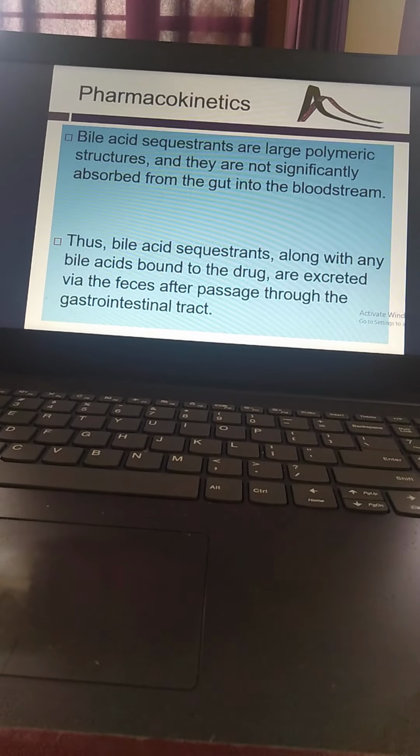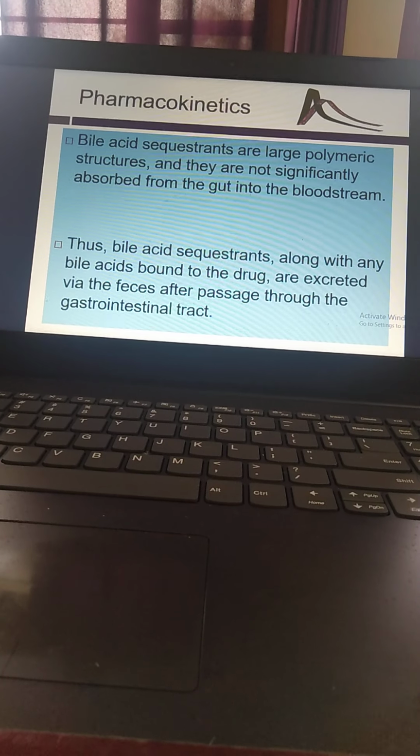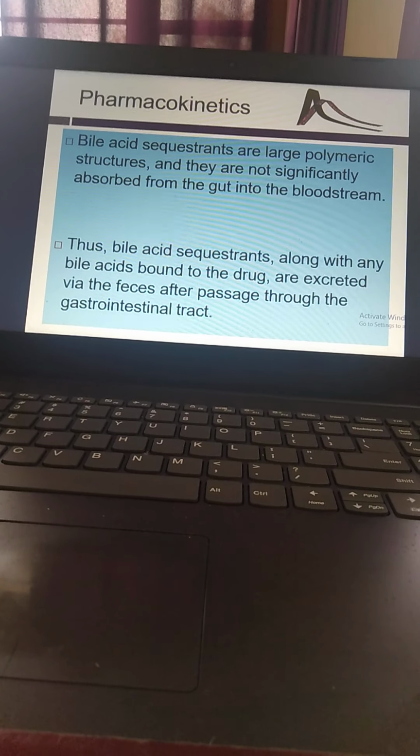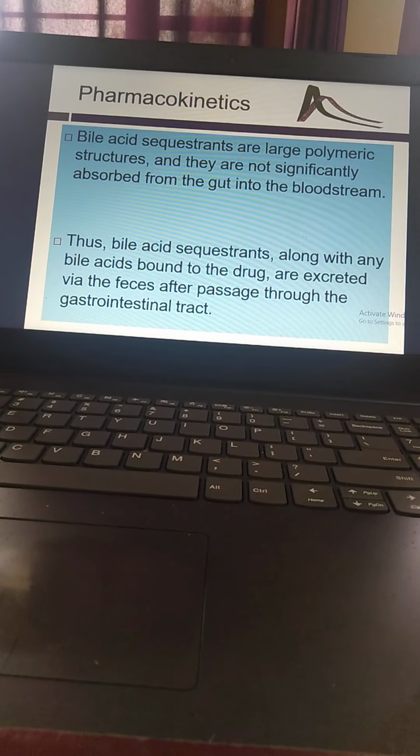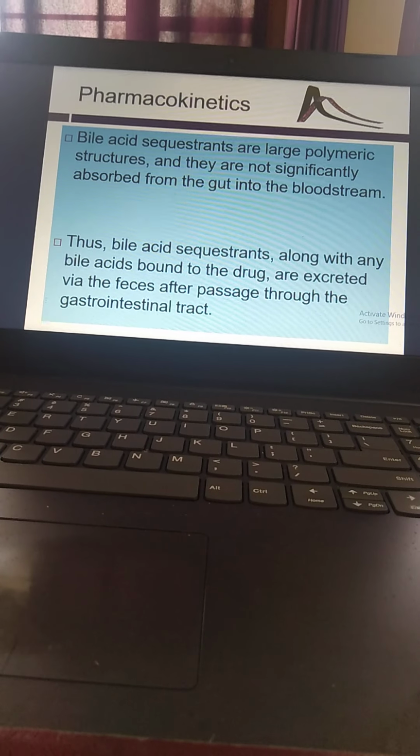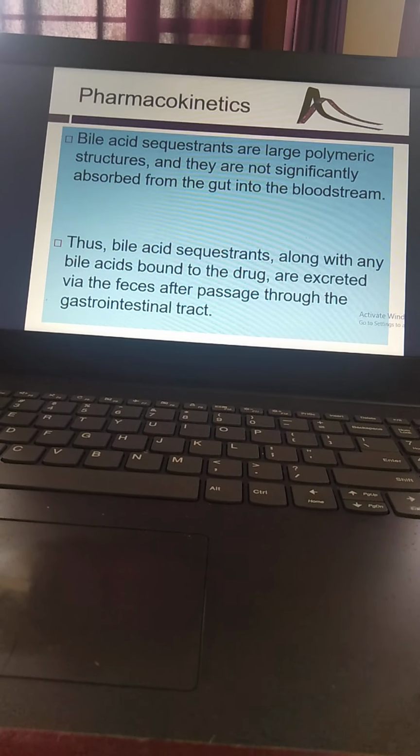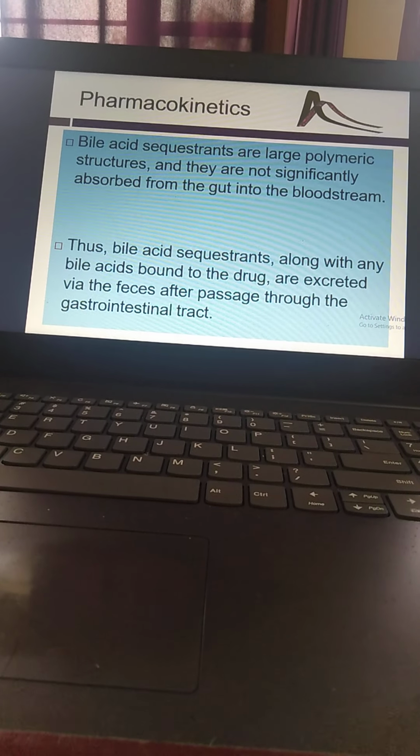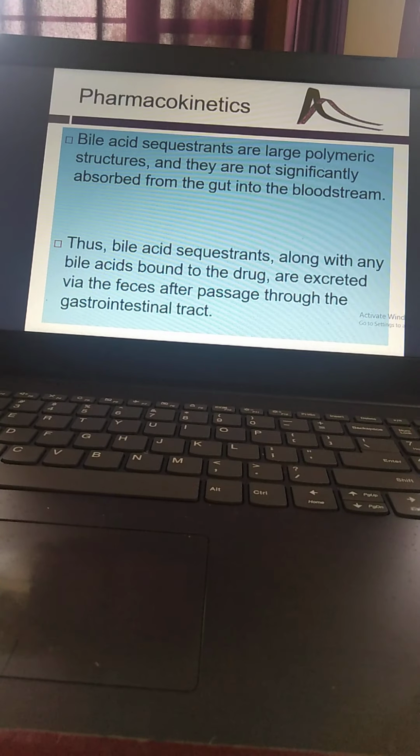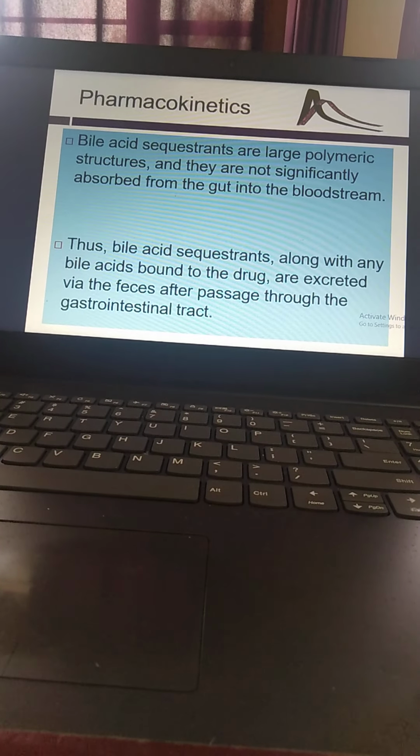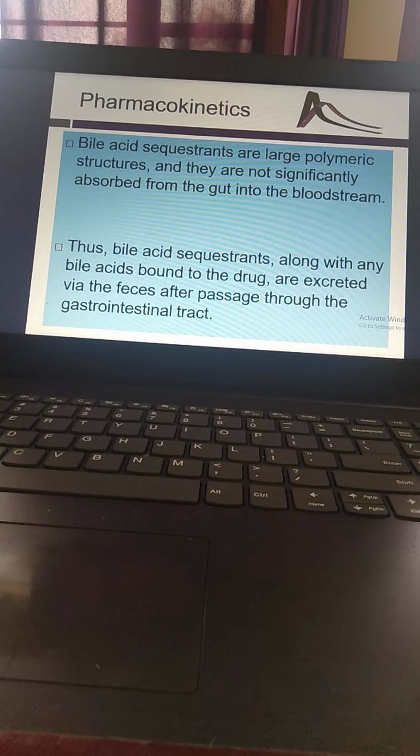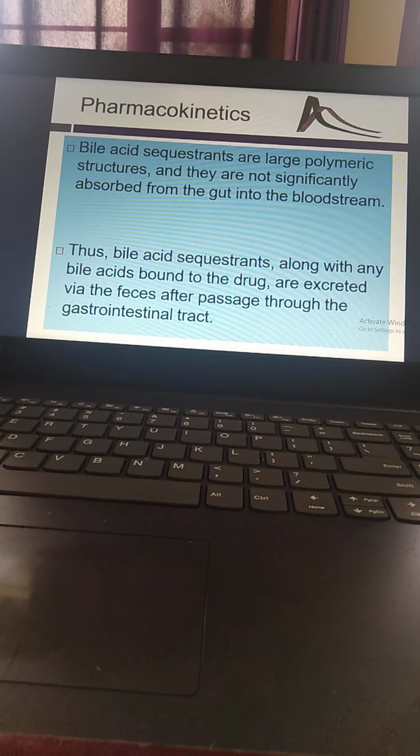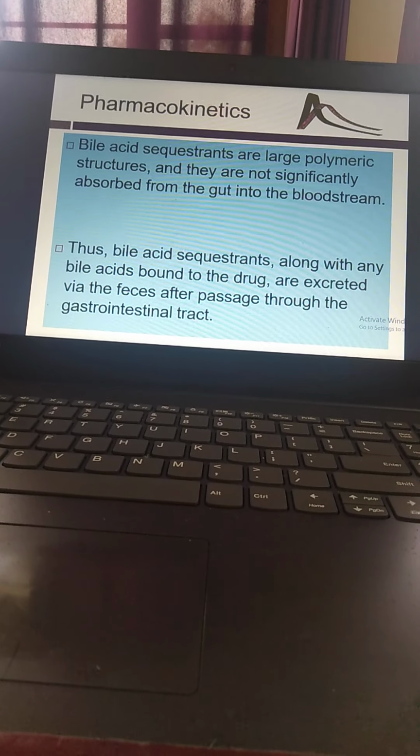Now the pharmacokinetics of these sequestrants. Bile acid sequestrants are largely polymeric structures, and they are not significantly absorbed from the gut into the blood system. Whatever lipids you take from the diet, it does not allow those to be absorbed from the intestine. Thus the sequestrants, along with any bound bile acid, are excreted via the feces. Whatever drug you give, there is a drug-drug or drug-food interaction. If you give digoxin, its level is not attained in the systemic compartment because of sequestration.